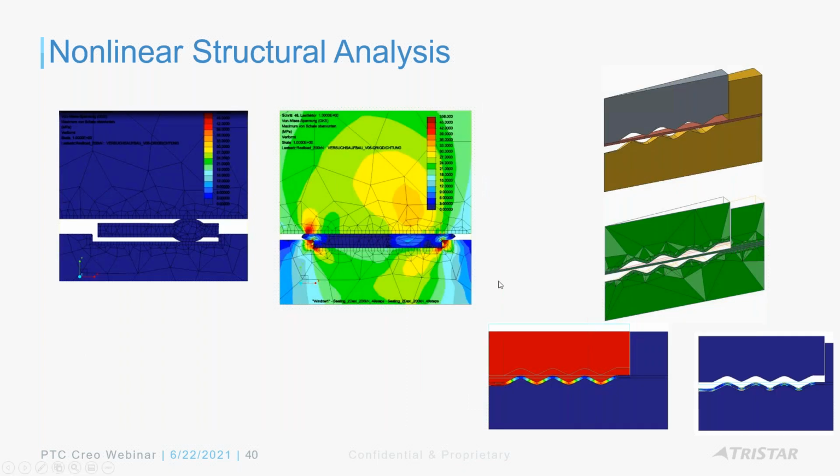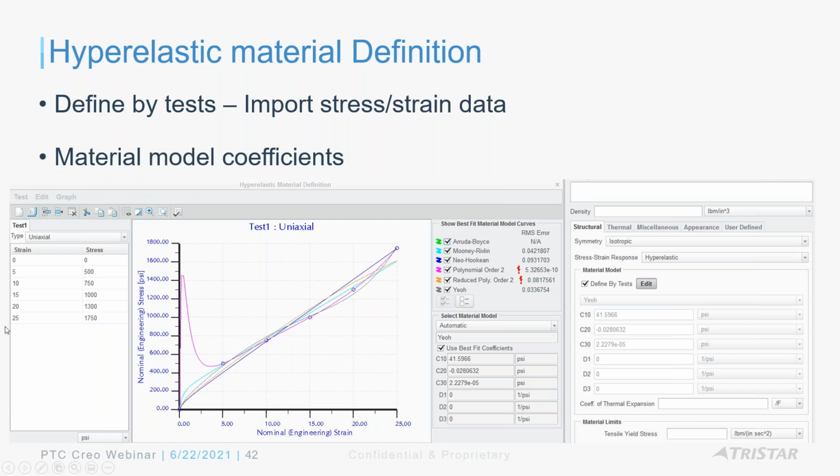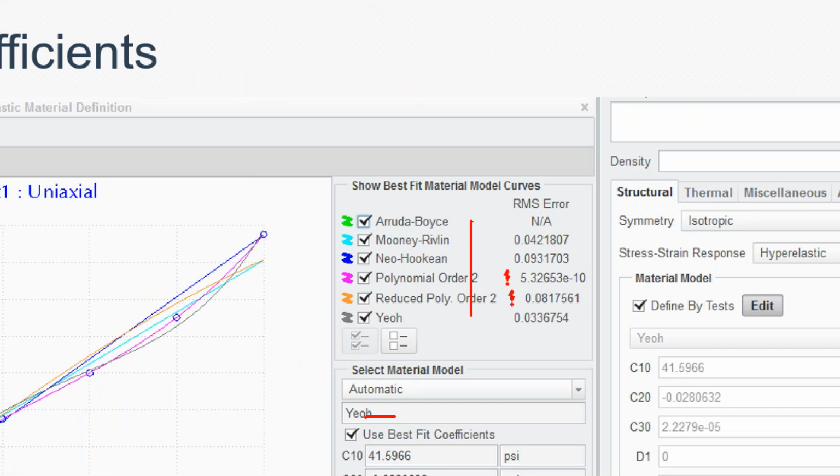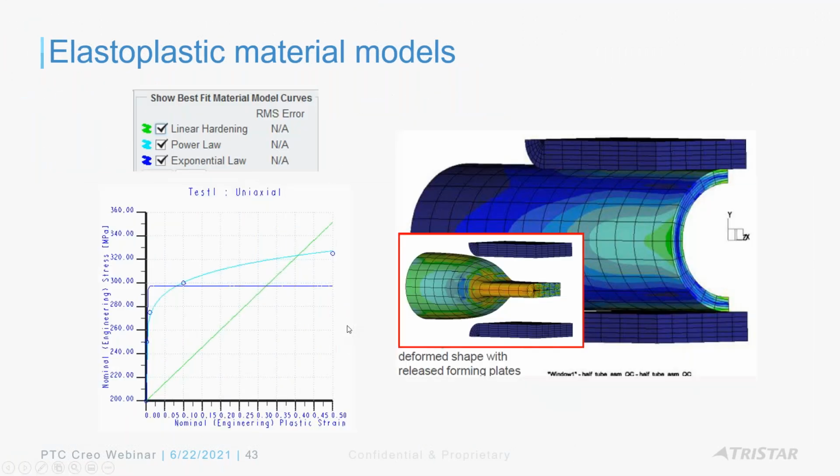So again, contact analysis, hyperelastic materials, they have several models that are supported right there, right? You're able to assign the test data, the true stress-strain data, and the software picks up the best material coefficients based on the minimum RMS error, right? These are predefined inside the software and it picks up the best one based on the least RMS error. Same thing with elastoplasticity, right? You have linear hardening law, power law, exponential law. It's able to pick up the best fit.